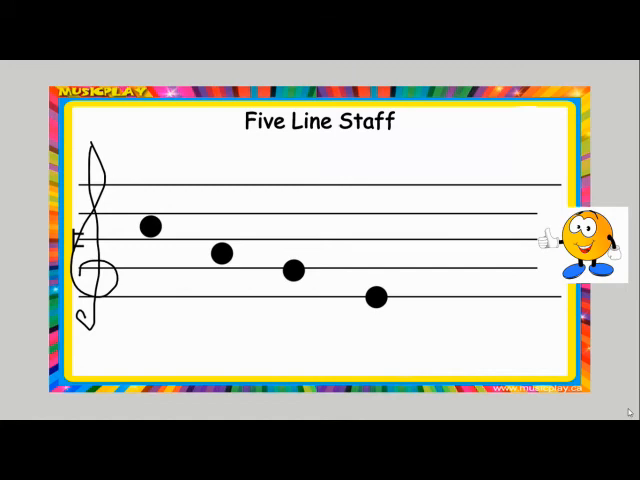Uh-oh, another 4-letter word. Look at it. Can you figure out what word that is? All right, let's figure it out together. Space 3 is C. Space 2 is A. Line 2 is G. And line 1 is E. What does that spell? CAGE. Good job.